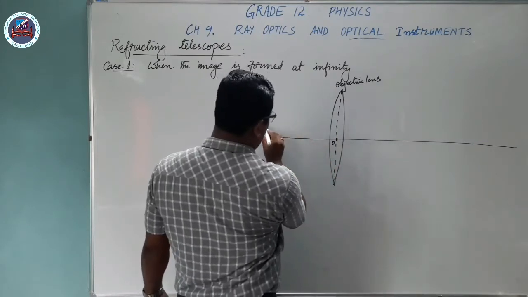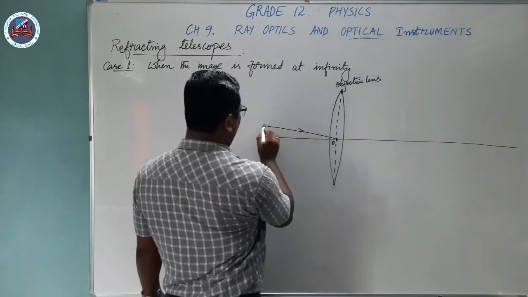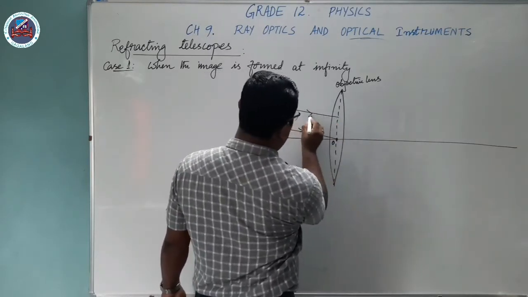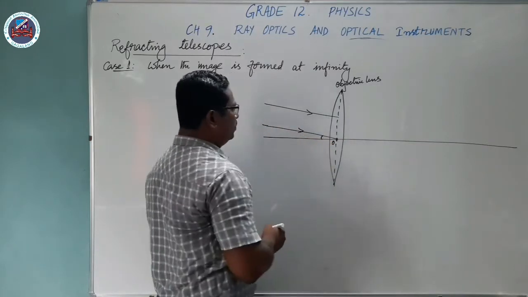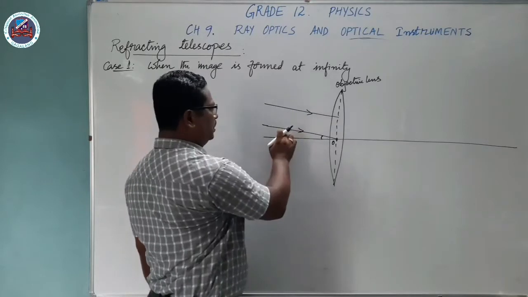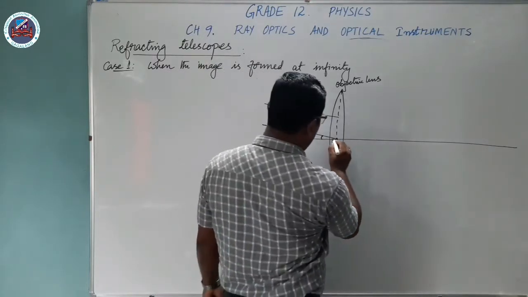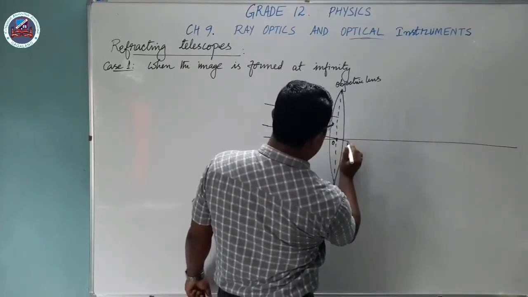You have to take the rays that come from the distant object parallel to each other. This way you will take it. They are coming parallel to each other. Keep in mind that you have to take this angle small and see that these two are parallel to the principal axis. The ray which passes through the optical center, as you know, just passes straight.